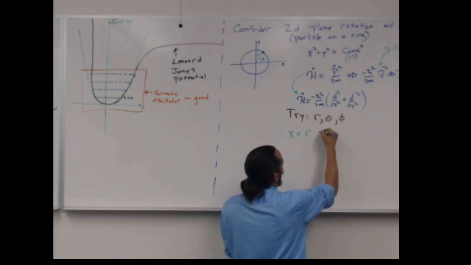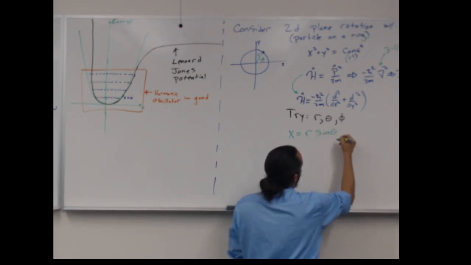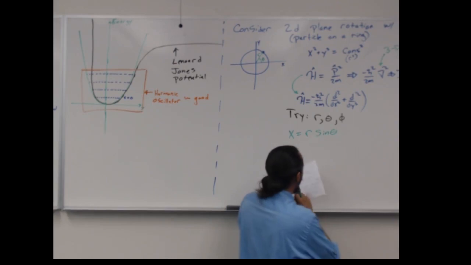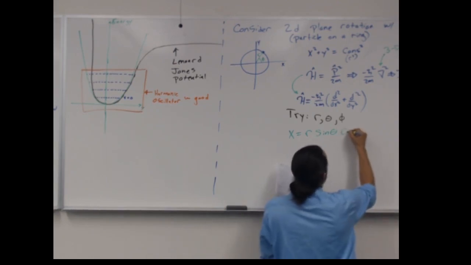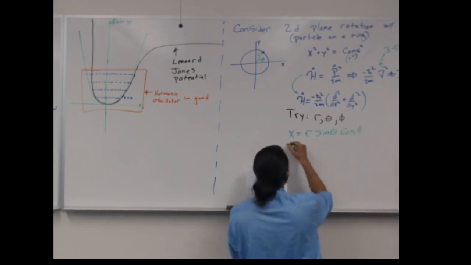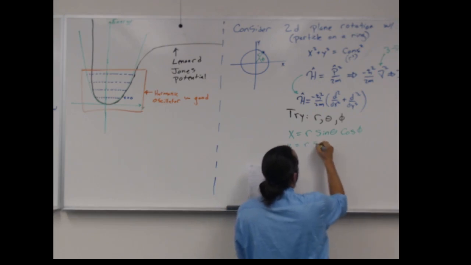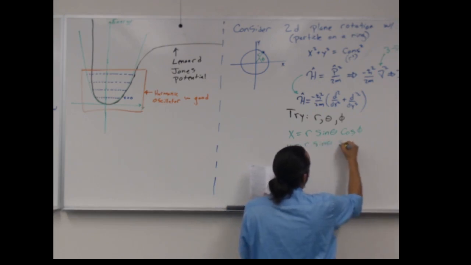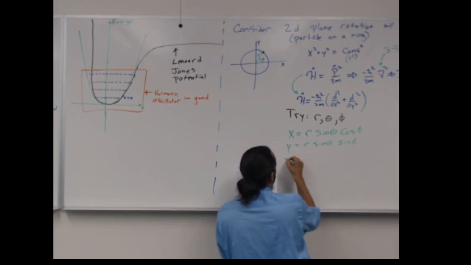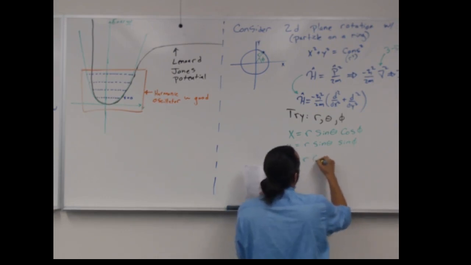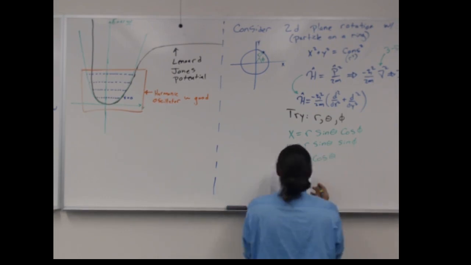X is going to be r sine theta cosine phi. Y is going to be r sine theta sine phi. And z is going to be r cosine theta.